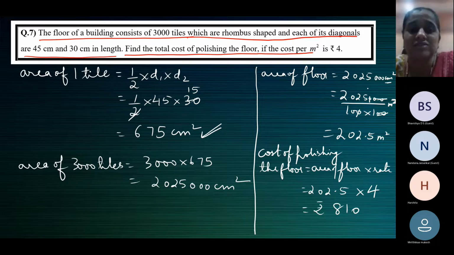But the area we have is in centimeter square, while the rate is given in meter square. So we have to convert area from centimeter square to meter square. How do we do that? Centimeter to meter, we divide by 100. Centimeter square to meter square, do the same thing 2 times. So divide by 100 2 times, meaning you should write 100 in the denominator 2 times. So then it's converted to meter square. Then to find the cost, area into rate will give you the total cost of polishing the floor.